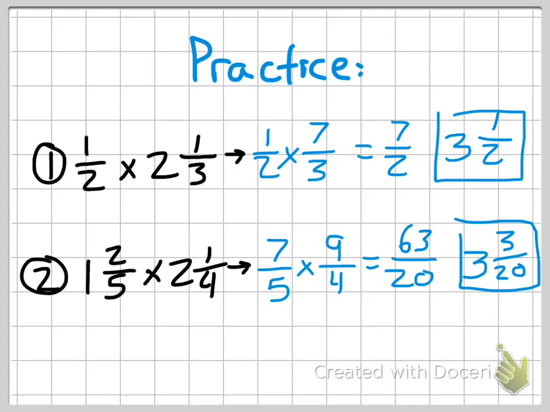Now, eyes on the board. When you're multiplying, you had to make it improper. That's what we did here. 1/2 times 7/3. There's nothing that cross cancel. So we got 7 over 2. 2 goes into 7 3 times, and you're left with 1. 3 1/2. For the next one, make it improper. You get 7/5 and 9/4. When you multiply straight across, because nothing can cross cancel, you get 63/20. 20 goes into 63 3 times, because 3 times 20 is 60, and you got 3 left over. 3 3/20. That is the answer.